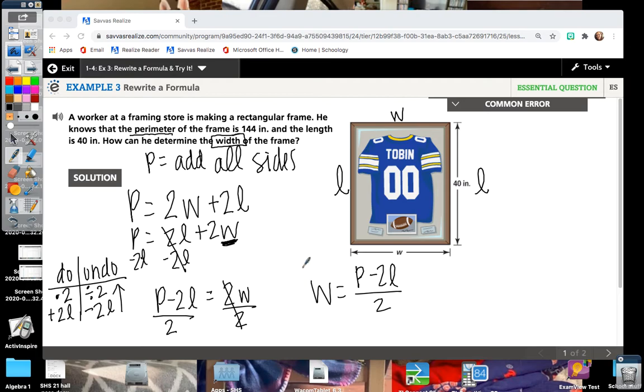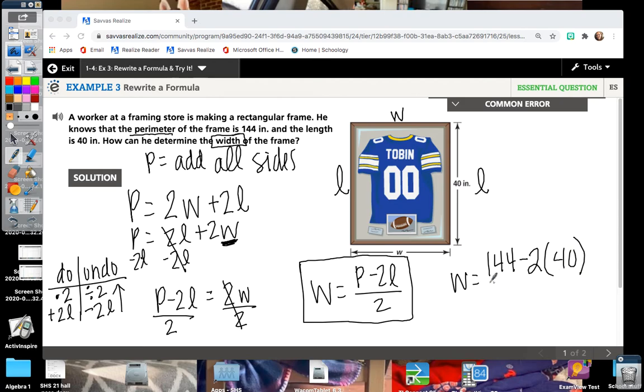So this is our formula solved for W. So we want to find the width. So we need to figure out what P is and what L is. Well, it told us that the perimeter is 144. So perimeter is P. So I'm going to plug in 144. And then it told us the length is 40. So we have 2 lengths because there's one on the left and one on the right. And plug in 40. All of that divided by 2. And then we just plug this formula into our calculator and let the calculator solve it for us. So when we plug it in, we're going to get 32.